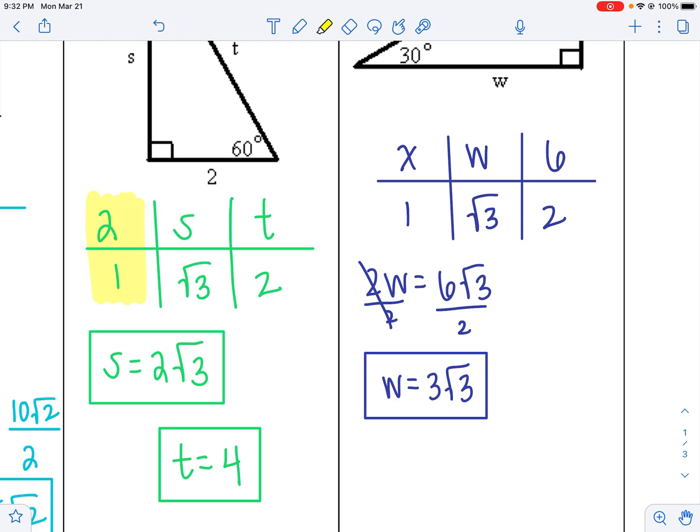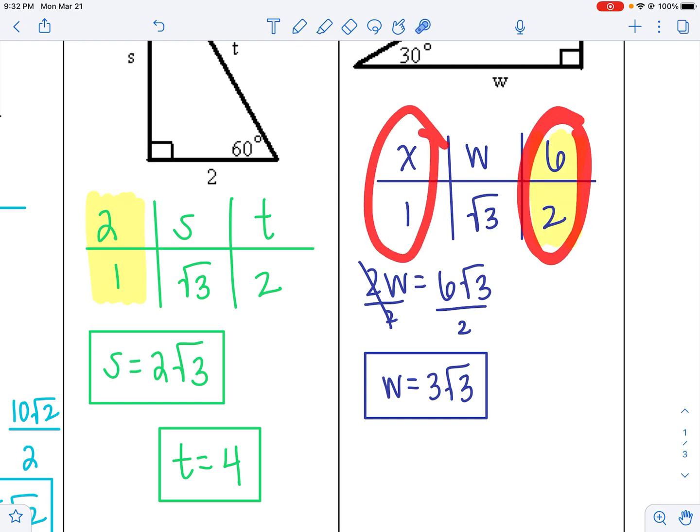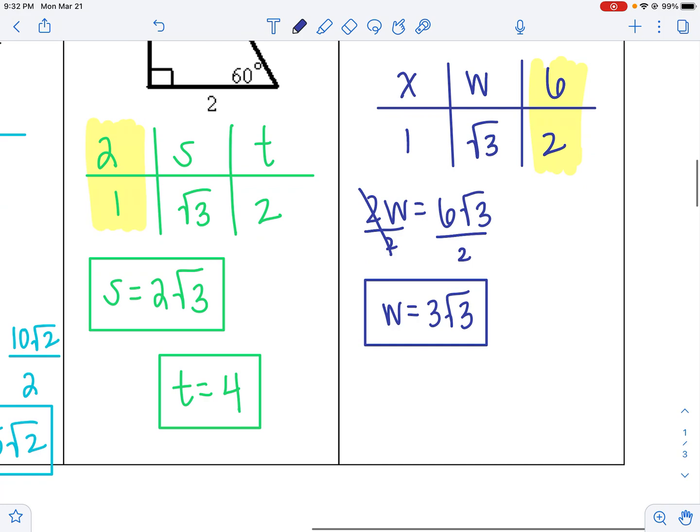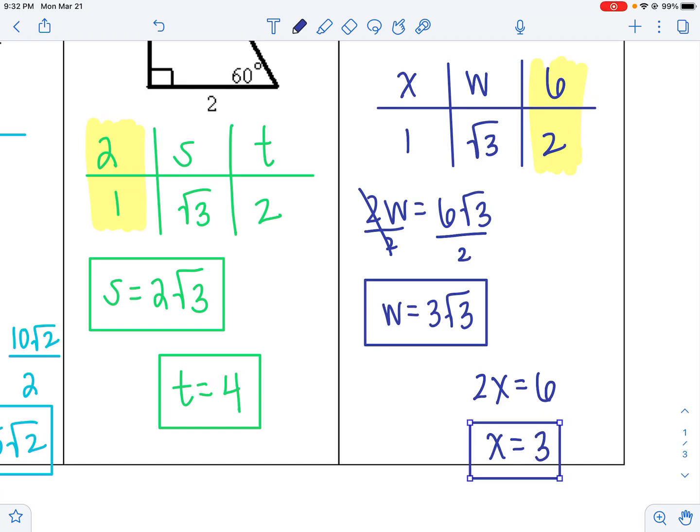That's it. Okay, now I have w, I need to get x. So I'm using this 6 over 2 again. So now I have this one and this one. I'm going to go ahead and cross multiply. So x times 2 would be 2x equals, cross multiply that, so 6 times 1 would be 6. And if 2x equals 6, divide both sides by 2, x would equal 3. And that's it.